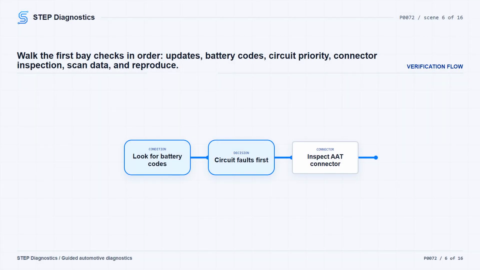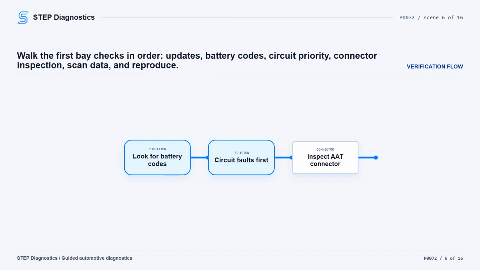Start with the basic system checks before getting deep into pin testing. Look for any service bulletins, online cases, or flash updates that apply to this code or symptom. Then check the ECU for any battery voltage codes, because low battery voltage can set a DTC and send you down the wrong path. Since this is a circuit fault, handle circuit faults before chasing rationality or performance concerns.